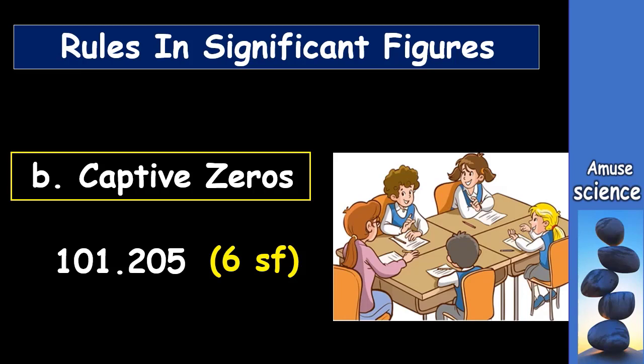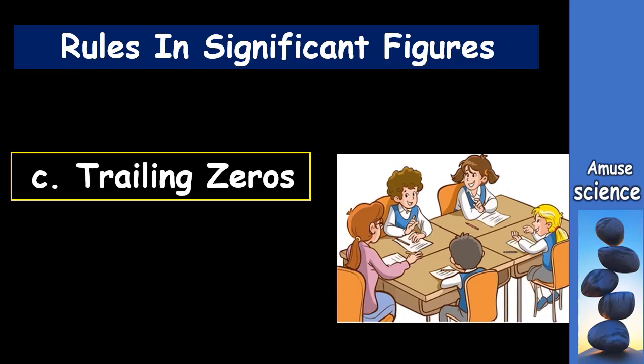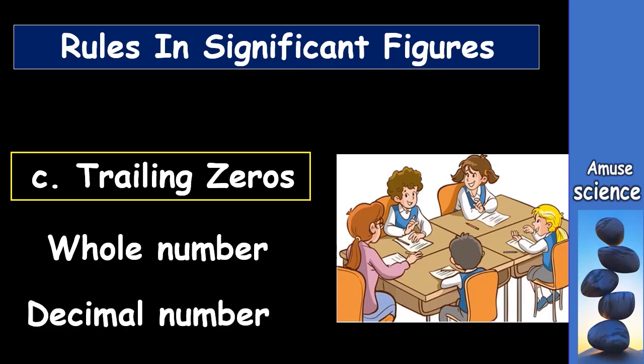Now let's go to the third type of zero. They are called trailing zeros, and trailing zeros, as the name implies, are the zeros that come at the end of numbers. When we come to trailing zeros, there are two things that we have to take into account. We have to take into account whether the number in question is a whole number or a decimal number. Trailing zeros in whole numbers are non-significant, but trailing zeros in decimal numbers are significant.